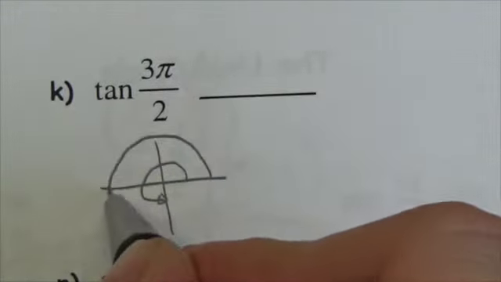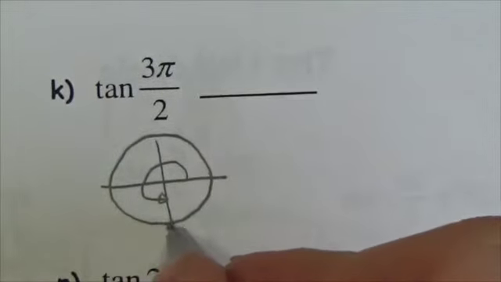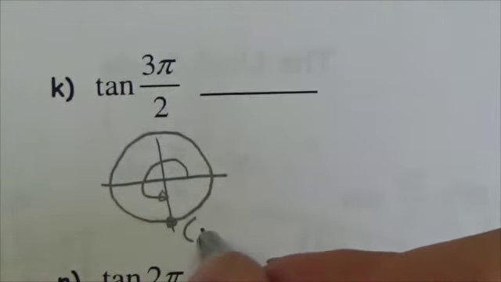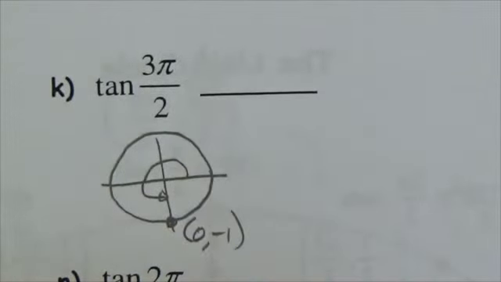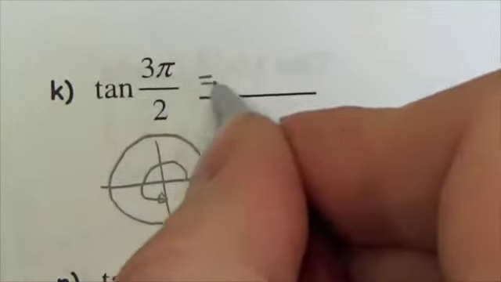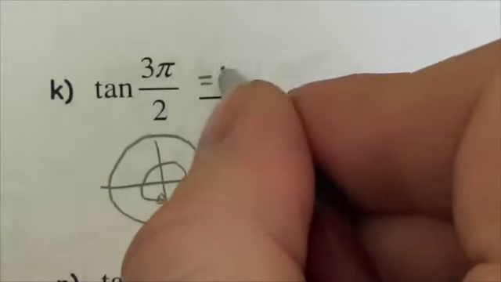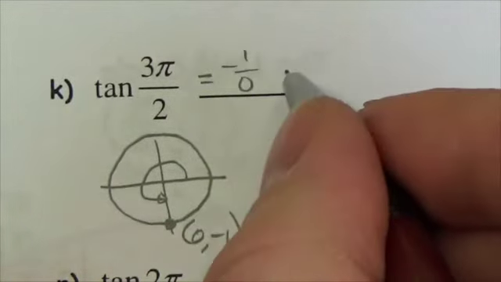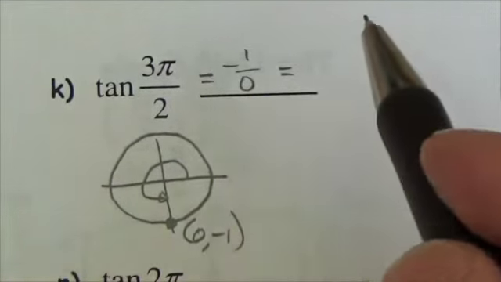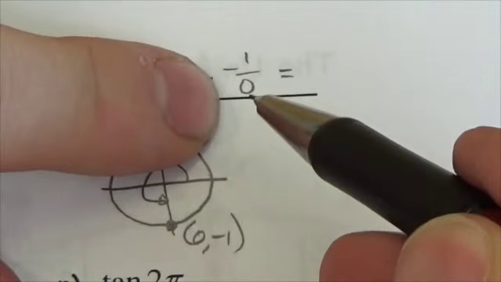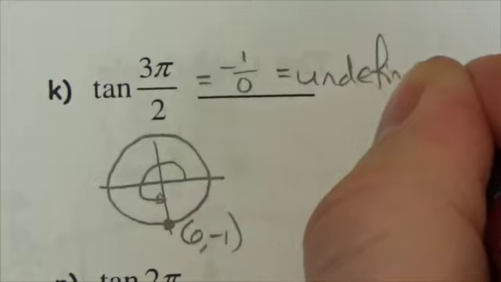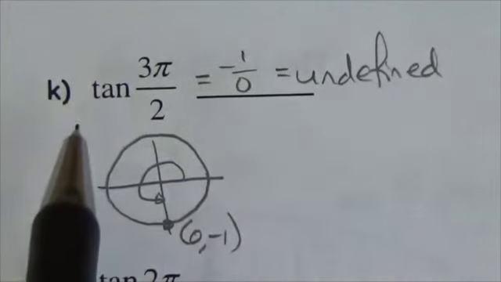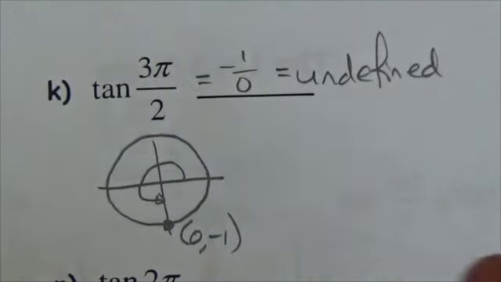Now let's take a quick look at the unit circle. The coordinates down here, okay, will be 0, negative 1. Now tangent is the y-coordinate over the x-coordinate. Now I wrote that out in this case because I want you to see this. That's division by 0. Well, that means that this is undefined. Yeah, the tangent of 3 pi over 2 is undefined.